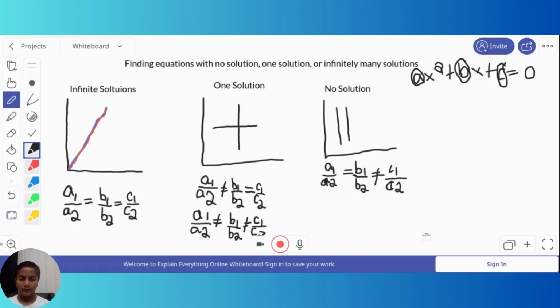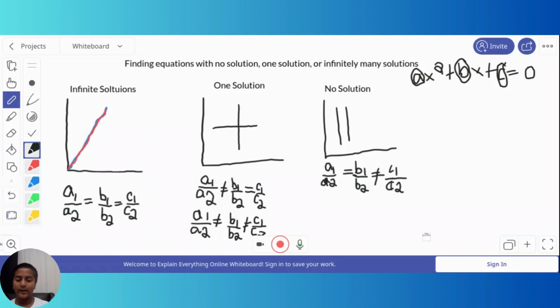So one point that you have to remember is that whenever we're finding equations with no solution, one solution, or infinite solutions, there's always going to be two equations for you to determine which one it is. That's one key point you have to remember. So A1, B1 are the coefficients of x and y, and C1 is our constant numerical value.